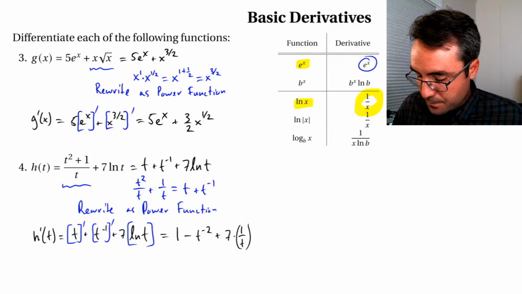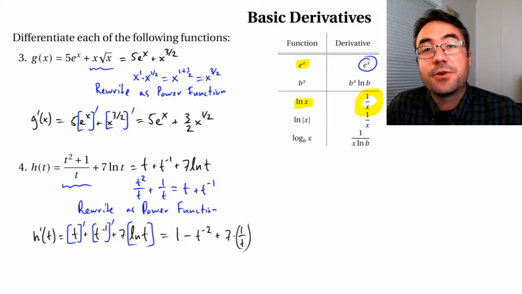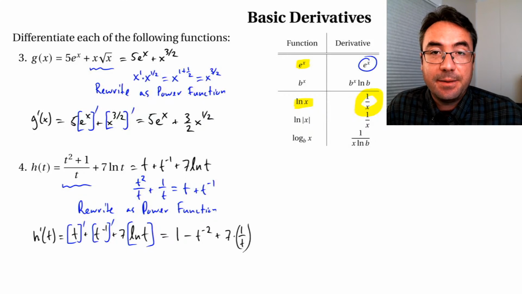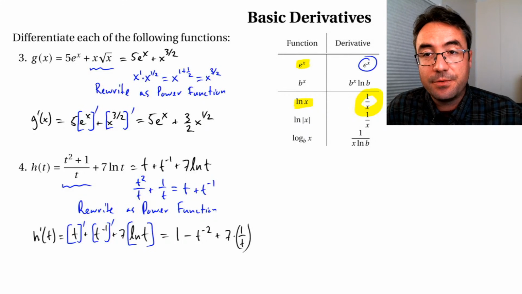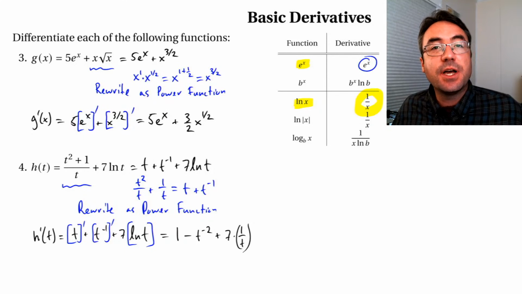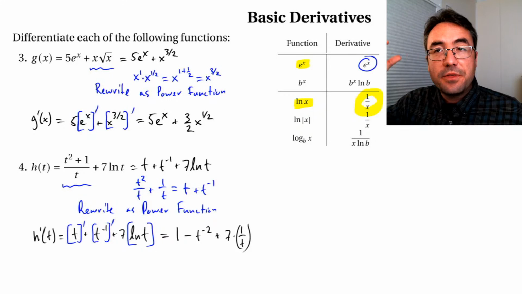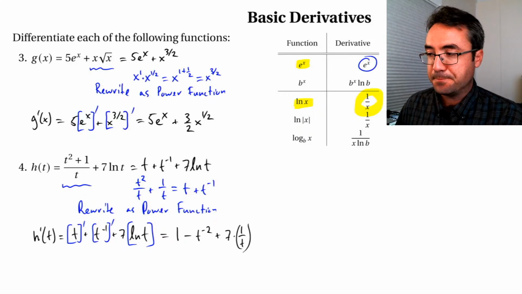The derivative of the first term is 1. The derivative of that second term is negative t to the minus 2. And then the derivative of our third term is 7 times 1 over t, which was our derivative of natural log. So just to see how all of these sum, difference, and constant multiple rules work with these elementary forms that we're going to be working with.